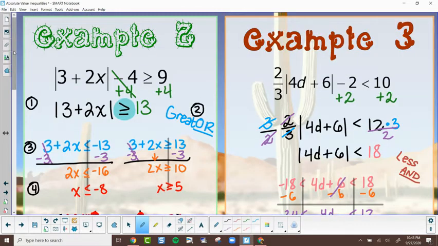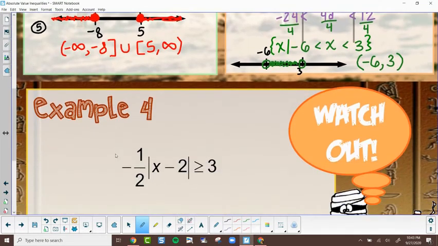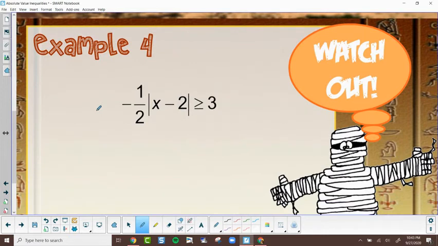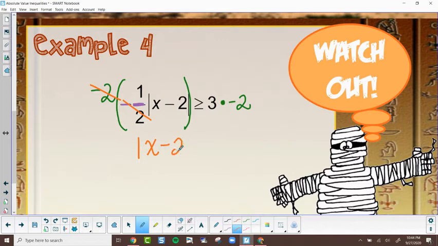Okay, so we're going to try one down here. Ooh, I have a watch out. I have a warning. Okay, so here's what makes this one a little bit interesting. Let's try to isolate the absolute value. Well, I see I'm dividing by a negative 2. So I need to multiply both sides by negative 2. Okay, so those are going to cancel out. It's pretty nice. All right, absolute value looking good.